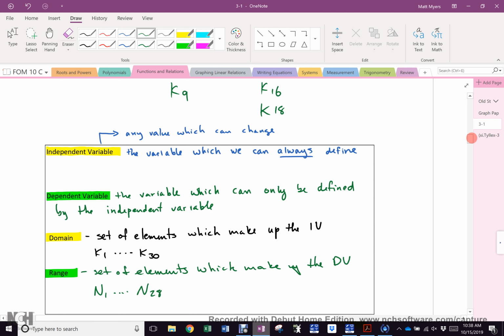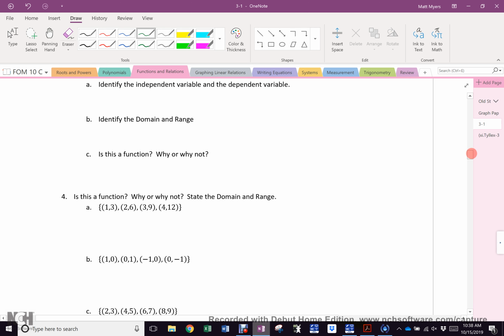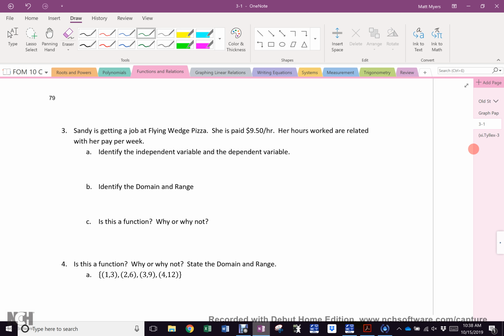All right, let's see if you're really with me. Page 79. Sandy is getting a job at Flying Wedge Pizza, which no longer exists in Abbotsford. It's too bad because Flying Wedge was super delicious. She is being paid $9.50 an hour. I'm going to change that to make it easier on us because you people have been so good. She is getting paid $10 an hour. Her work hours are related to her pay per week. So, identify the IV and the DV.